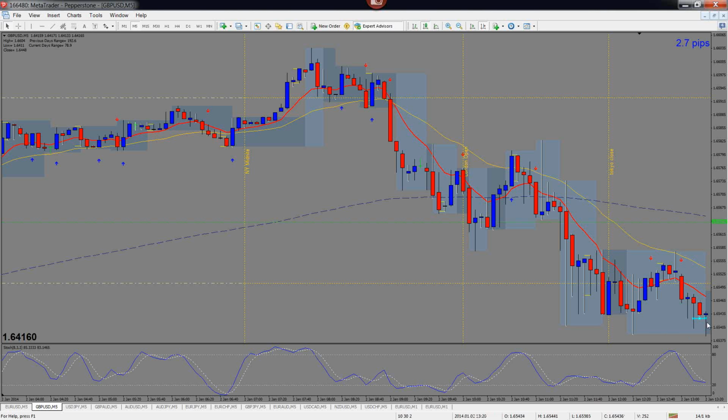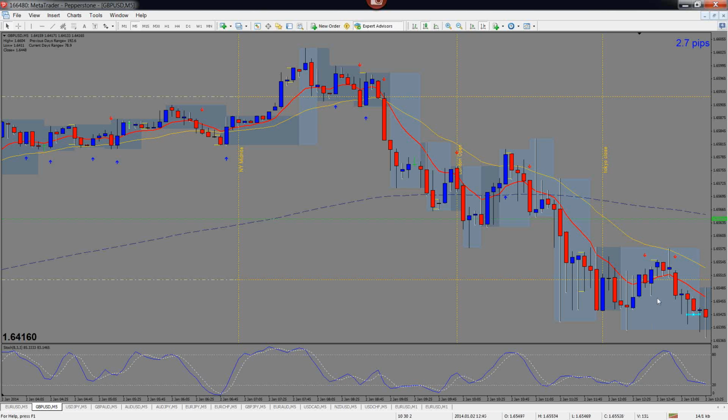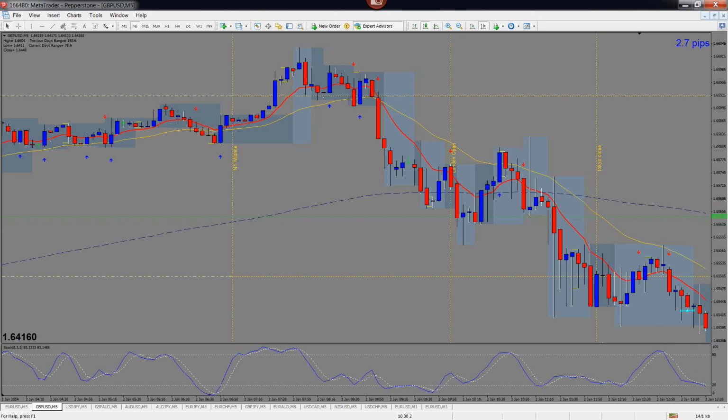So we have a valid entry here. We've now entered it. All right, and our stop loss will be the top of the Ames box, which is 15 pips, and our take profit is going to be 5, and we took profit two candles later.